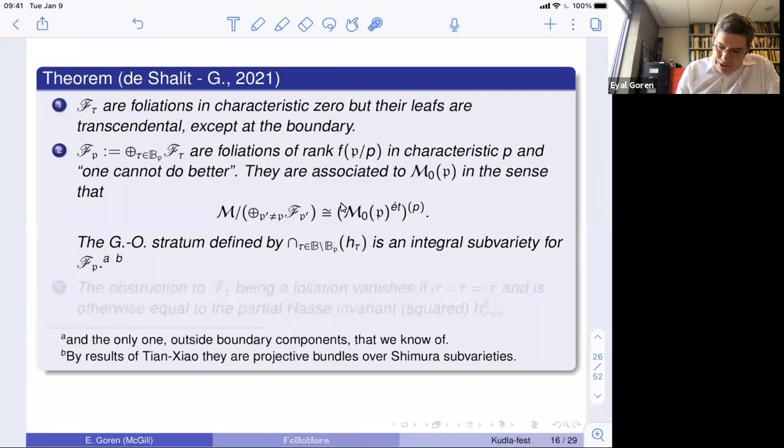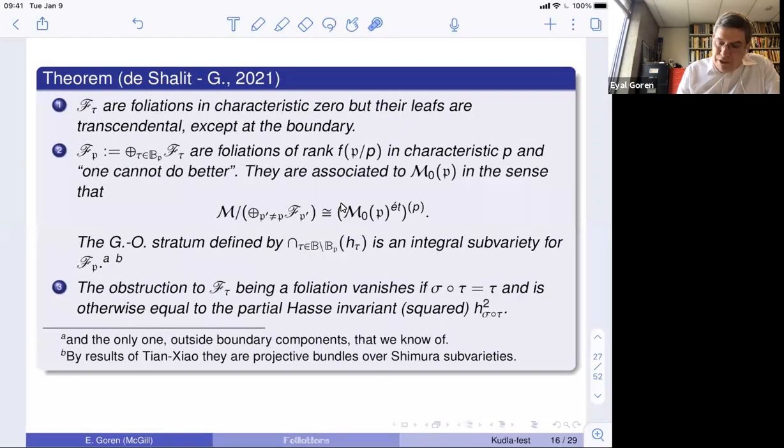Those are the only integral varieties we know. As for the obstruction for F_τ to be a foliation, as I said again, this is a line bundle contained in the tangent bundle of M. The obstruction for it to be closed under the p-power operation is this. If you're dealing with τ that is equal to itself under composition with Frobenius, namely a prime of residue degree 1, there's no obstruction and we get a foliation.